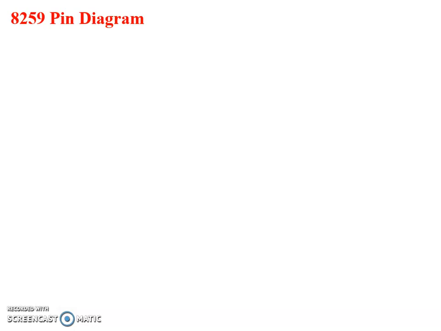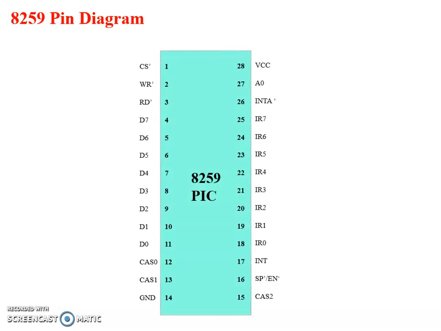Next is the 8259 pin diagram. This is the pin diagram of the 8259 PIC, Programmable Interrupt Controller. D0 to D7 are the 8-bit bidirectional data bus.